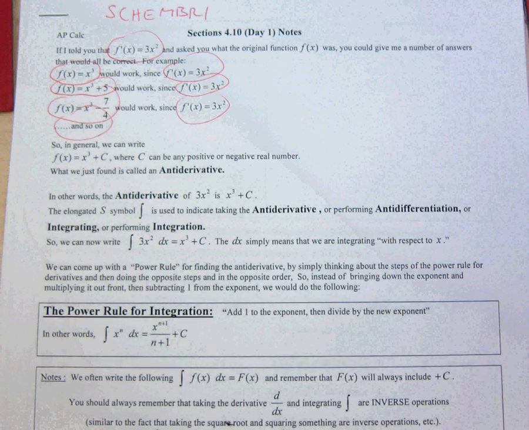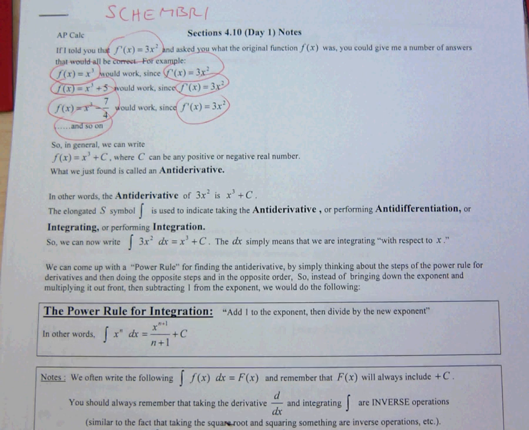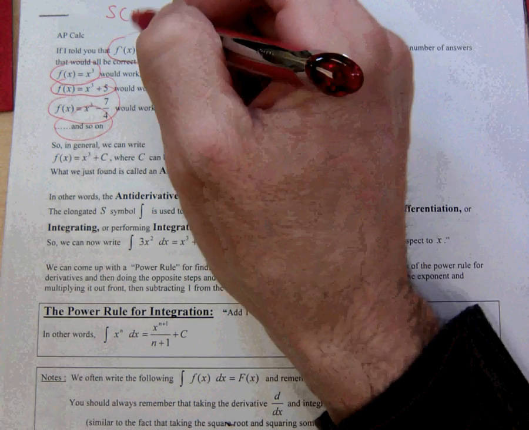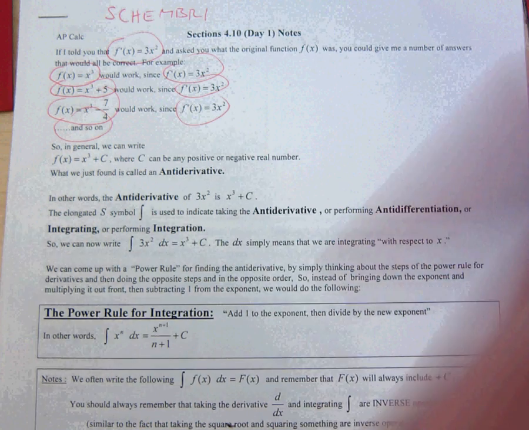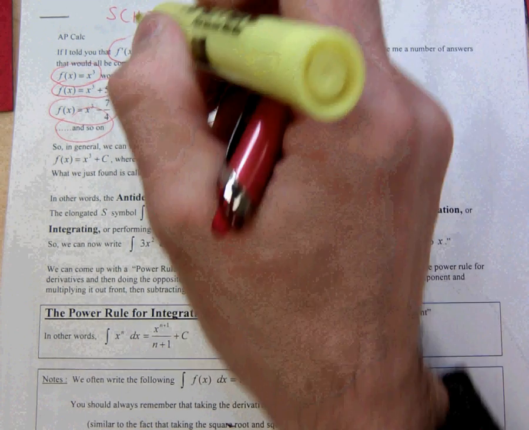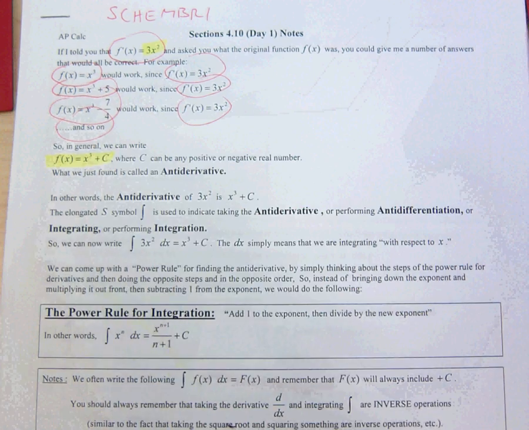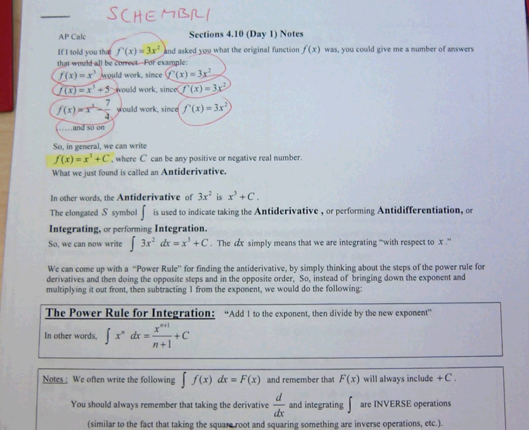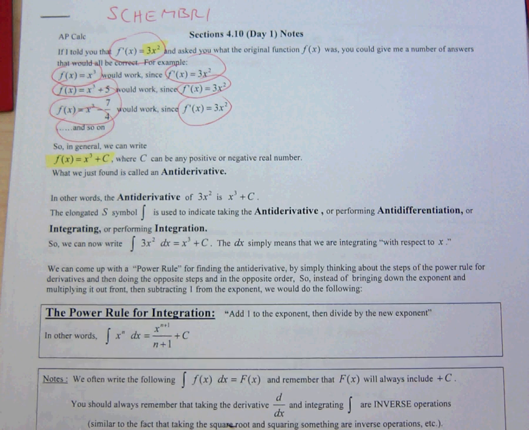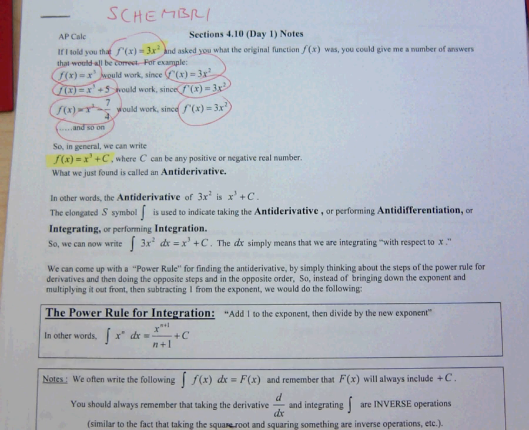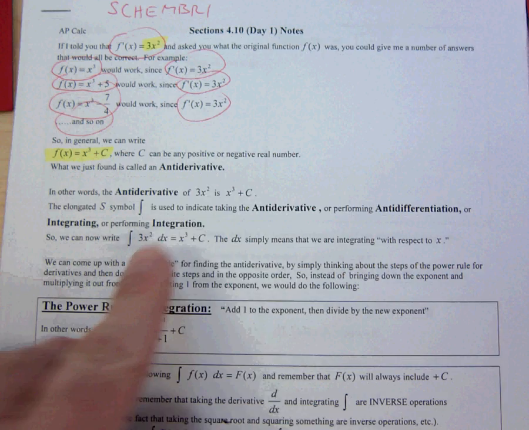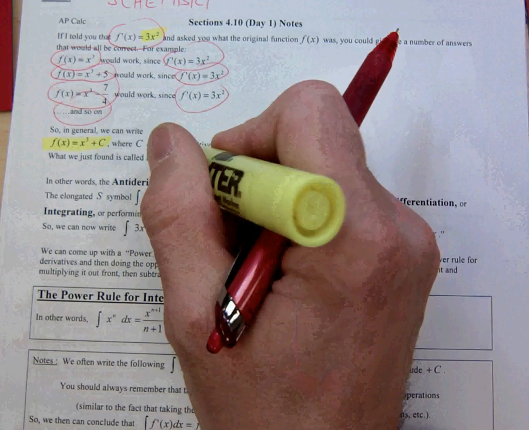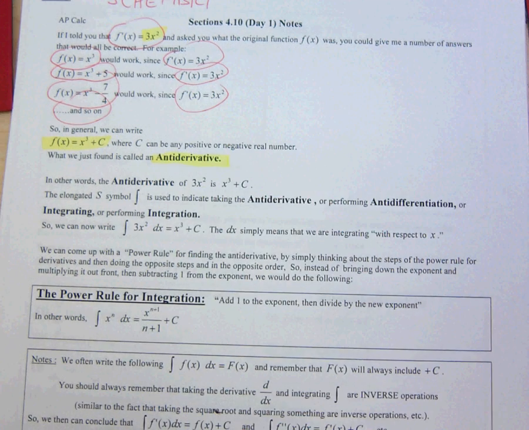Do you understand? So in general, we can't list every one of those, so what we do is we just say the antiderivative of that is just x cubed plus some number c, right? And c is any real number constant. So c stands for constant, so c is any real number. Again, it could be positive or negative. And what we just found is called an antiderivative for obvious reasons. It's the opposite of taking the derivative, right?